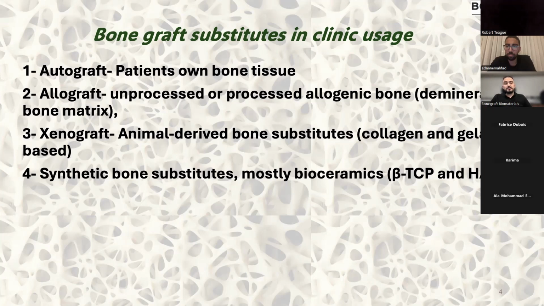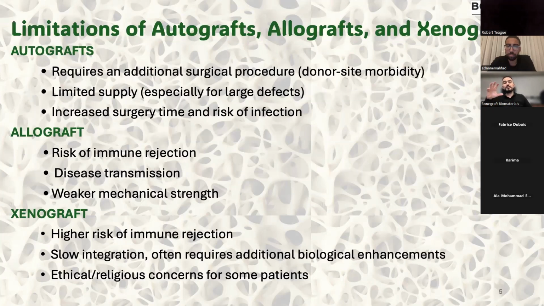Among these alternatives, let's look at why we need to select synthetic grafts. When we look at the limitations of autografts, allografts, and xenografts, we can tell that autografts require an additional surgical procedure. You either need to isolate the graft from the defect side or from another side of the body, where there is currently no defect. You have to isolate the bone tissue from there, so you are creating another problem while trying to solve one.